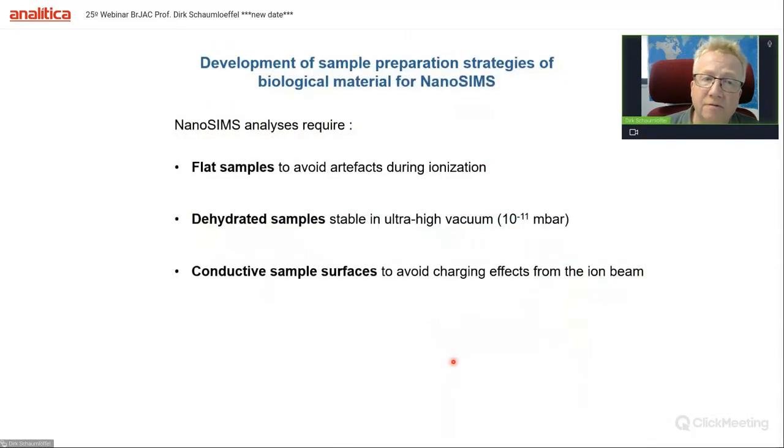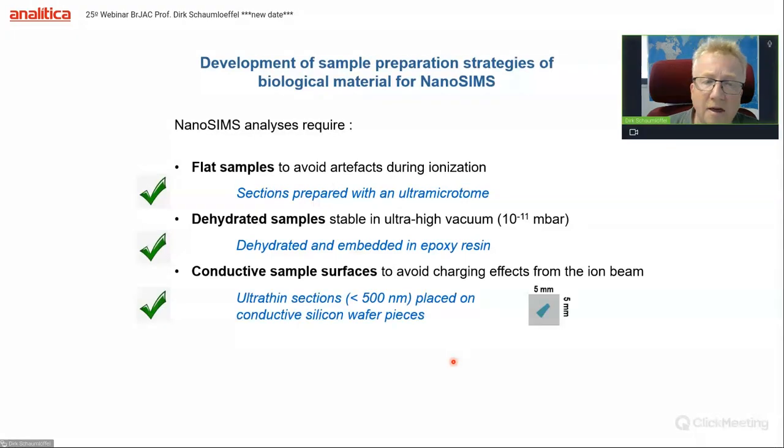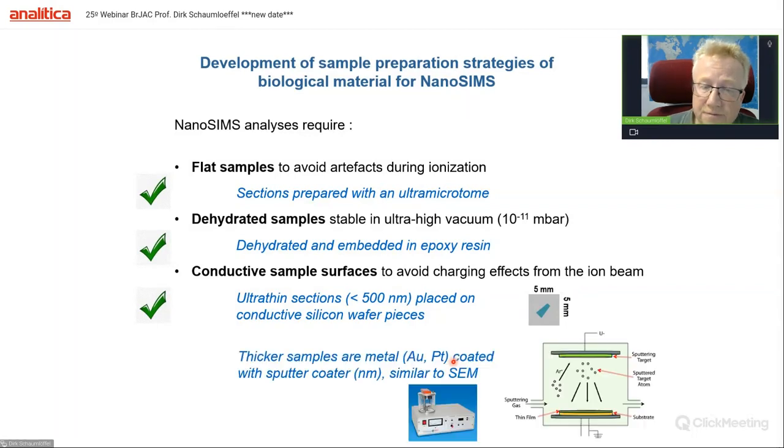So again, NanoSIMS requires flat samples. When thin sections are prepared with an ultramicrotome, then we have flat samples. Dehydrated samples we achieve by embedding in epoxy resin. And the conductive sample surface we achieve by depositing the sample on conductive silicon wafers. If the ultrathin sections are smaller than 500 nanometers, then we still have conductivity. If you have thicker samples or non-conductive sample surfaces, then we have to coat these with gold or platinum with the sputter coater.